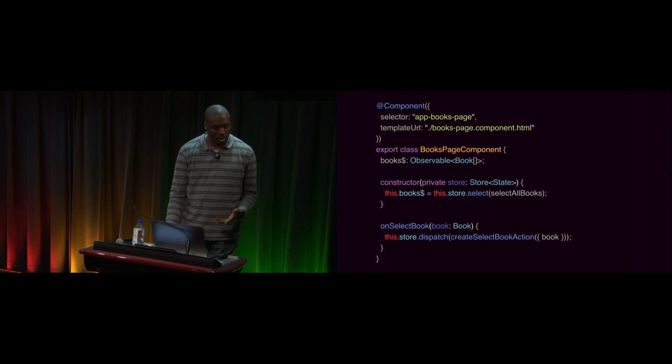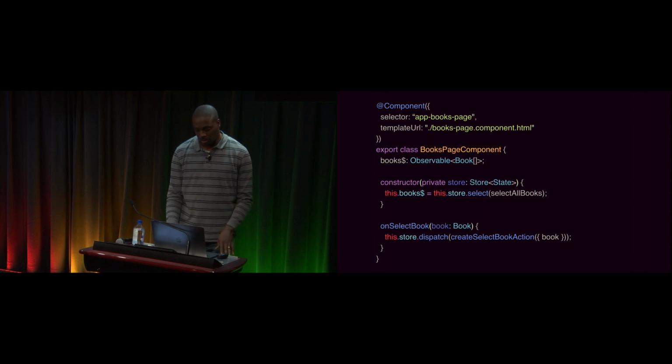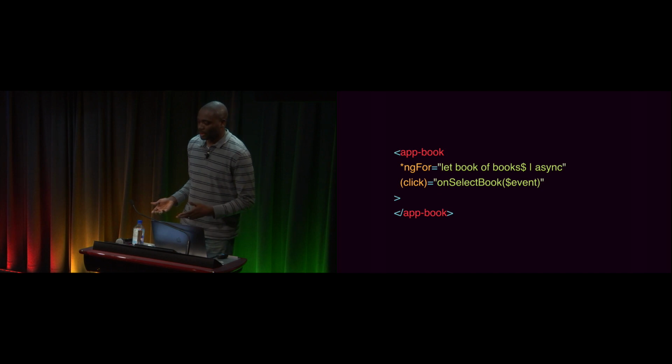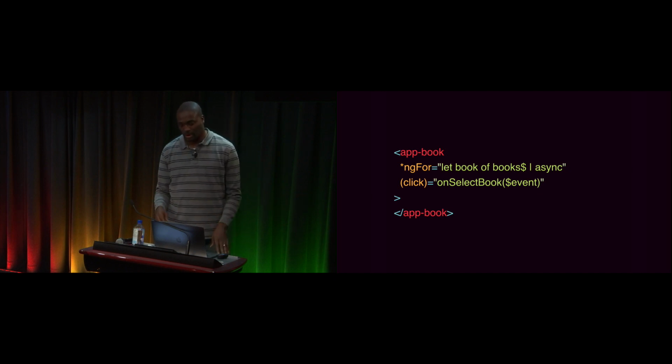So we look at this from the component point of view. We have a books page component, and it's doing those few things I mentioned. We're reading state from the store using a selector. So here we're just selecting the books. And when we want to dispatch an event, we're taking that book and dispatching that action to the store to make a change. In the template, we bind to these variables using the async pipe, because that's pretty standard practice. And we call methods in the component class, using event bindings like click events to select a book. So nothing fancy going on there.